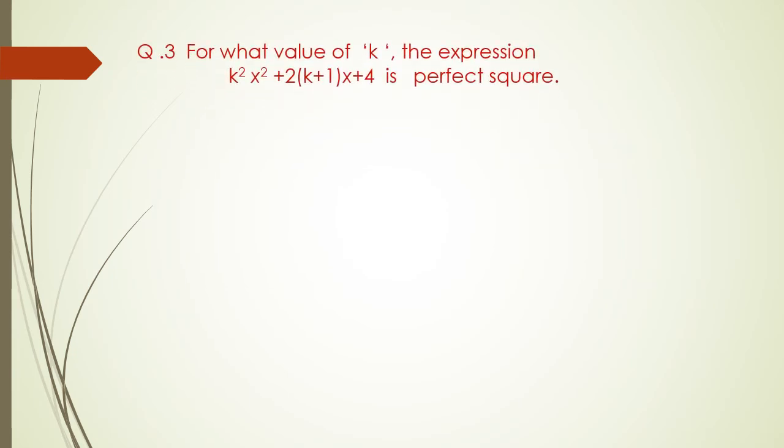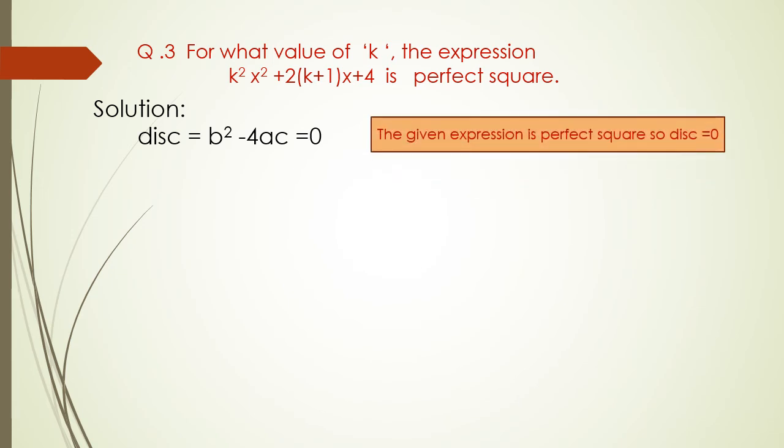Now student, question number 3 is, for what value of k is the expression k square into x square plus 2 into k plus 1 into x plus 4 a perfect square? Now for the solution of this question, students, we will write down that discriminant is equal to b square minus 4ac equals to 0. Why is b square minus 4ac equal to 0? Because the given expression is a perfect square, so we have the condition for it that discriminant should be equal to 0.